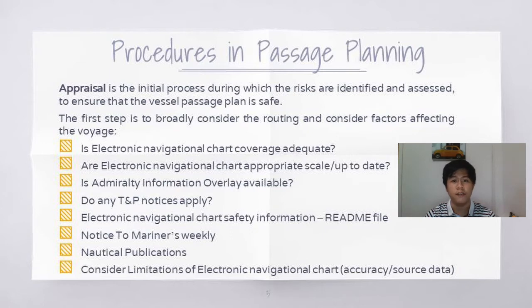Is the electronic navigational chart coverage adequate? Are the electronic navigational charts of appropriate scale and up to date? Is the Admiralty information overlay available? Do any TNP notices apply? Also consider the electronic navigational chart safety information readme file, the weekly notice to mariners, the nautical publications, and lastly, consider the limitations of the electronic navigational chart with its accuracy and its source of data.